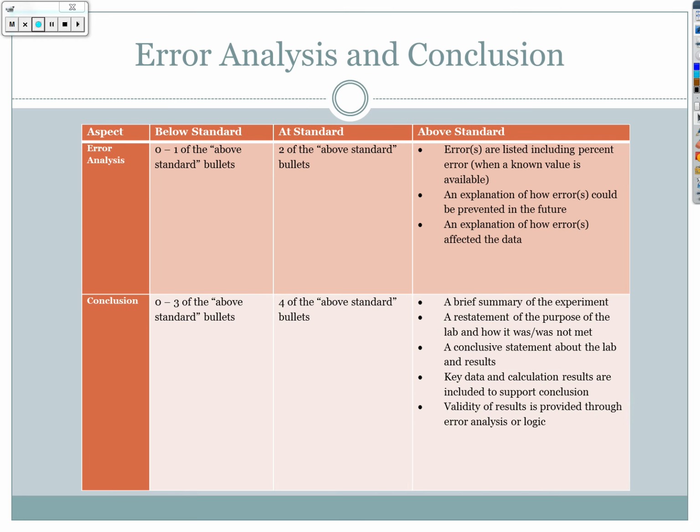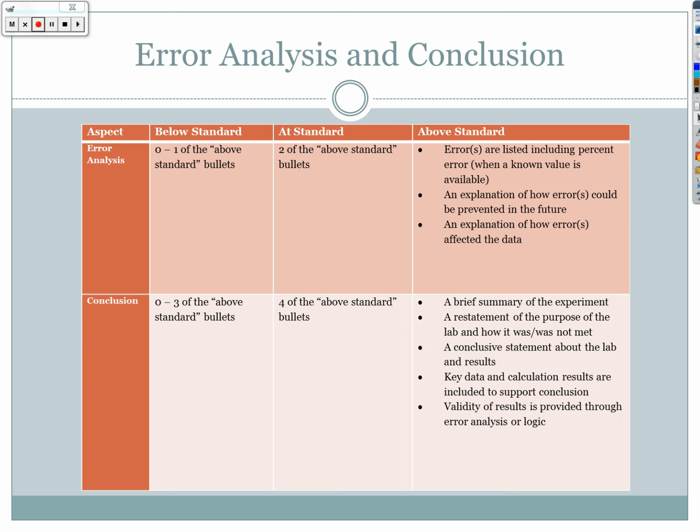All right, finally, error analysis and conclusion. So for these sections, to be above standard, your errors are listed, including the % error when a known value is available. An explanation of how these errors could be prevented in the future needs to be provided, and an explanation, this is the most important, of how your errors affected the data has to be there. Being at standard, you only meet 2 of the above standard bullets, and being below standard, you either don't meet any of those bullets or you only hit 1 of them.